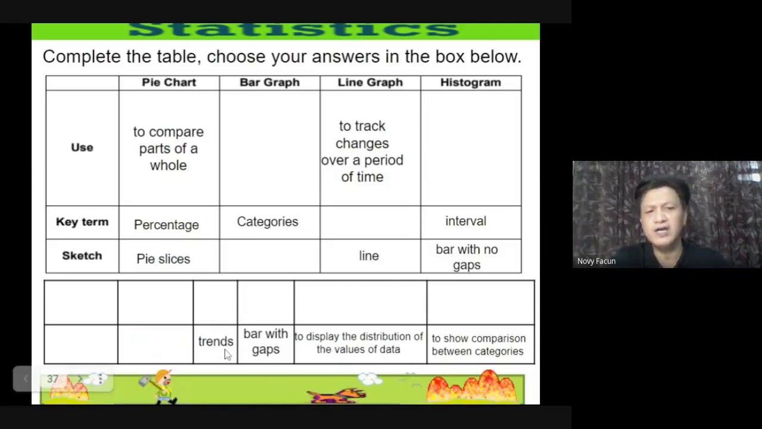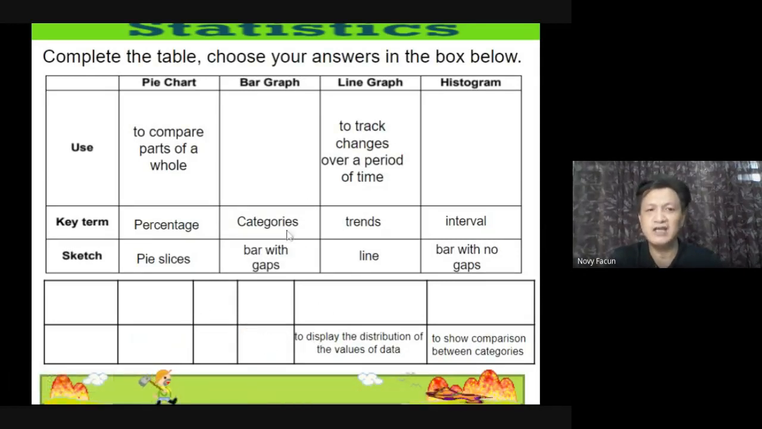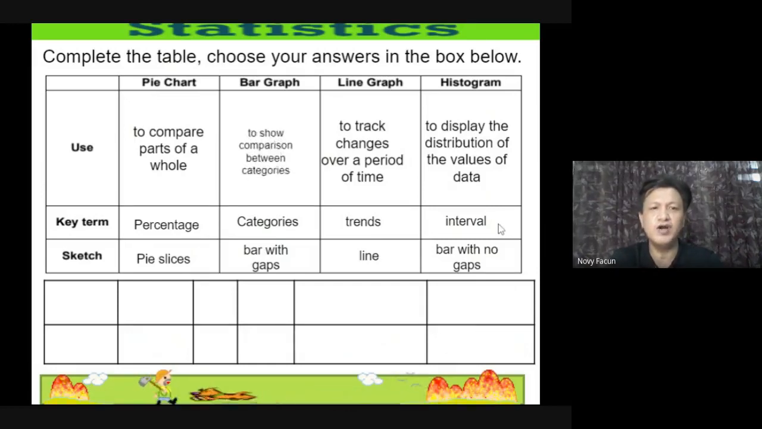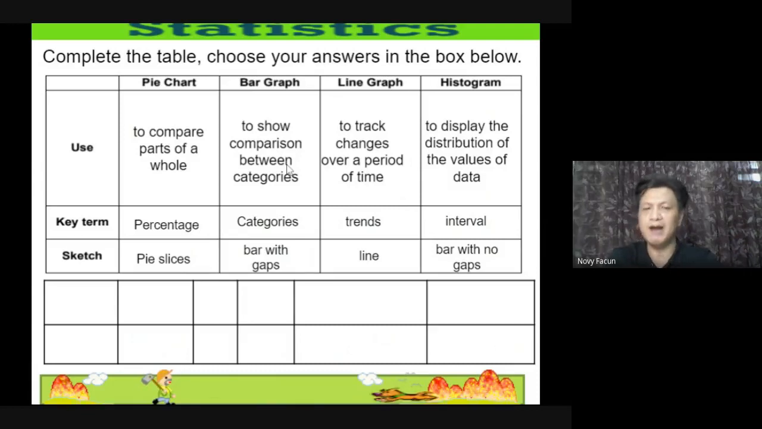Sa trends naman, okay, yung trends naman, this is for key term para sa line graph. And bar with gaps naman, ano naman to? This is sketch natin para sa bar graph. Di ba? Meron dyang space pag gumagawa tayo ng bar graph. Okay, then to display the distribution of the values of data. Okay, saan ginagamit to? This is for histogram. Di ba meron tayo dyang mga interval, kaya nga dinidistribute natin. And to show comparison between categories, this is used for bar graph. Di ba merong direct comparison.